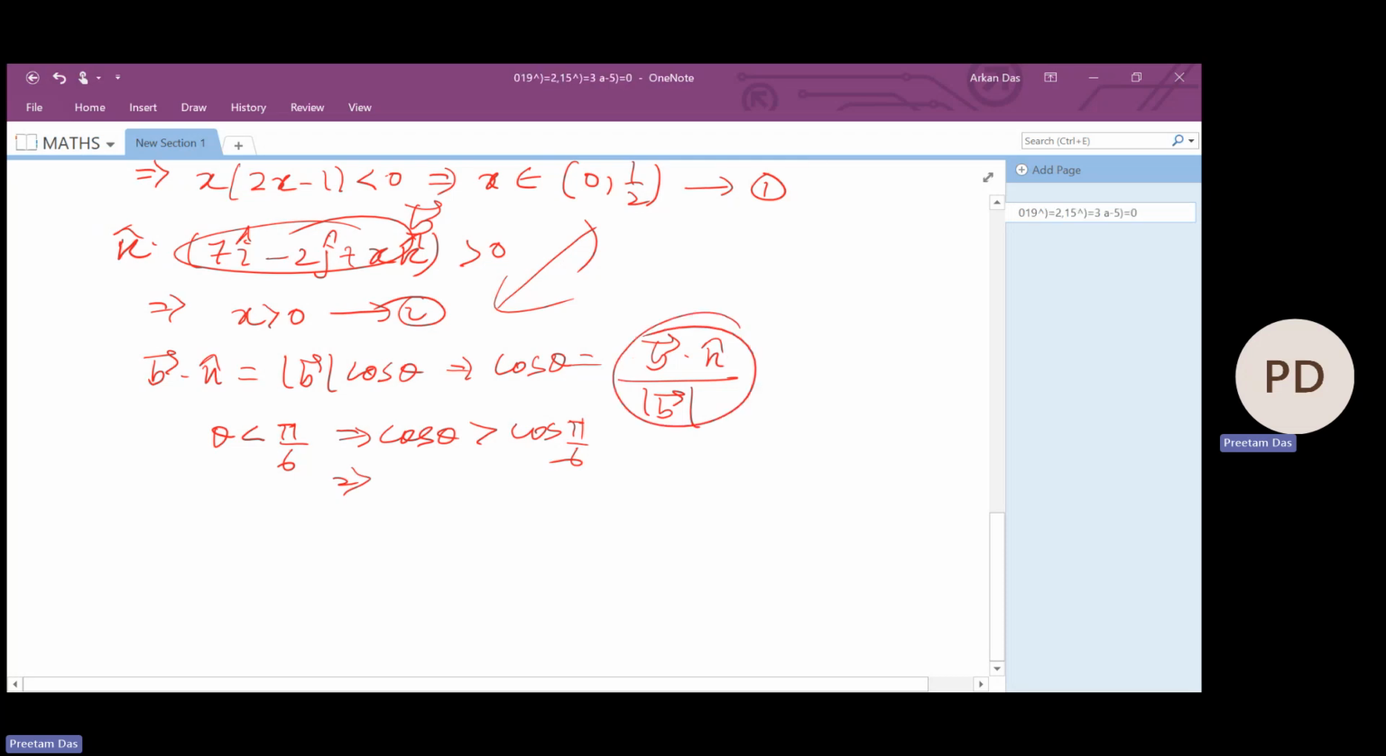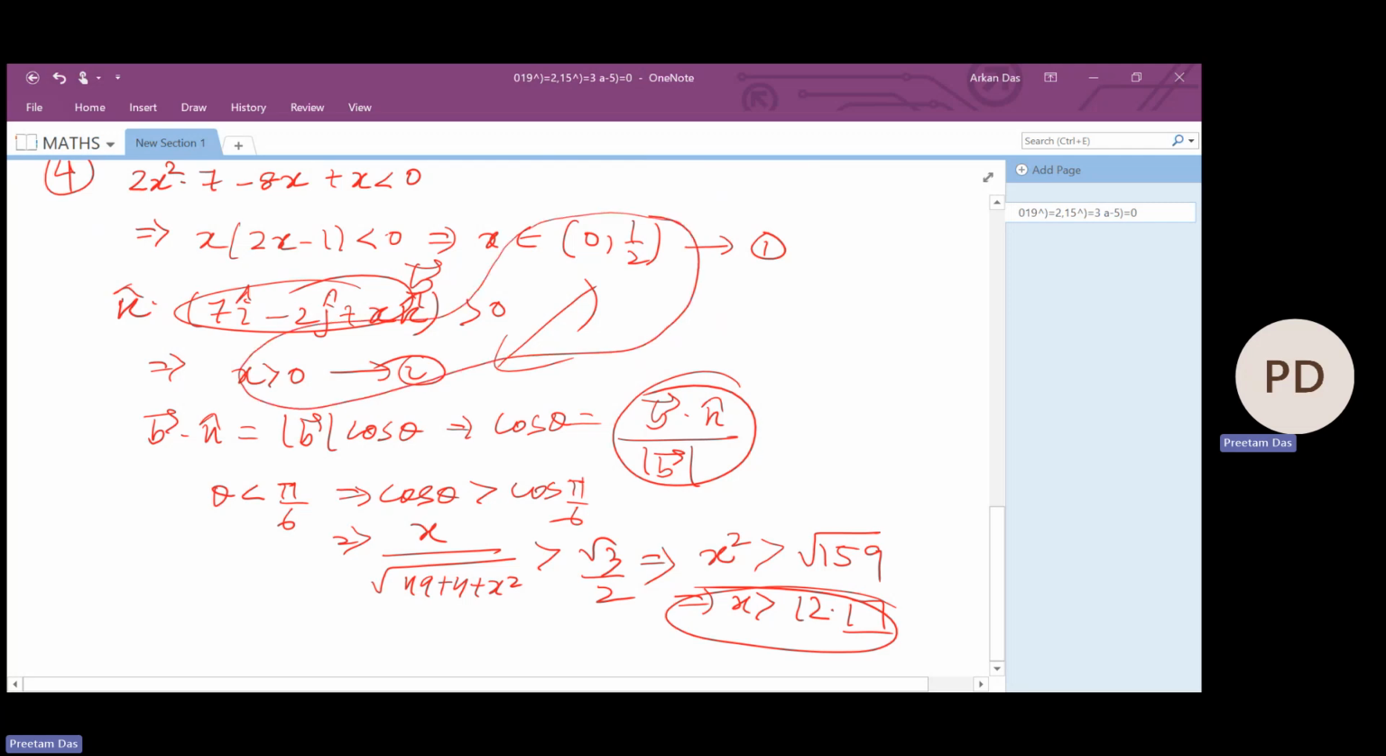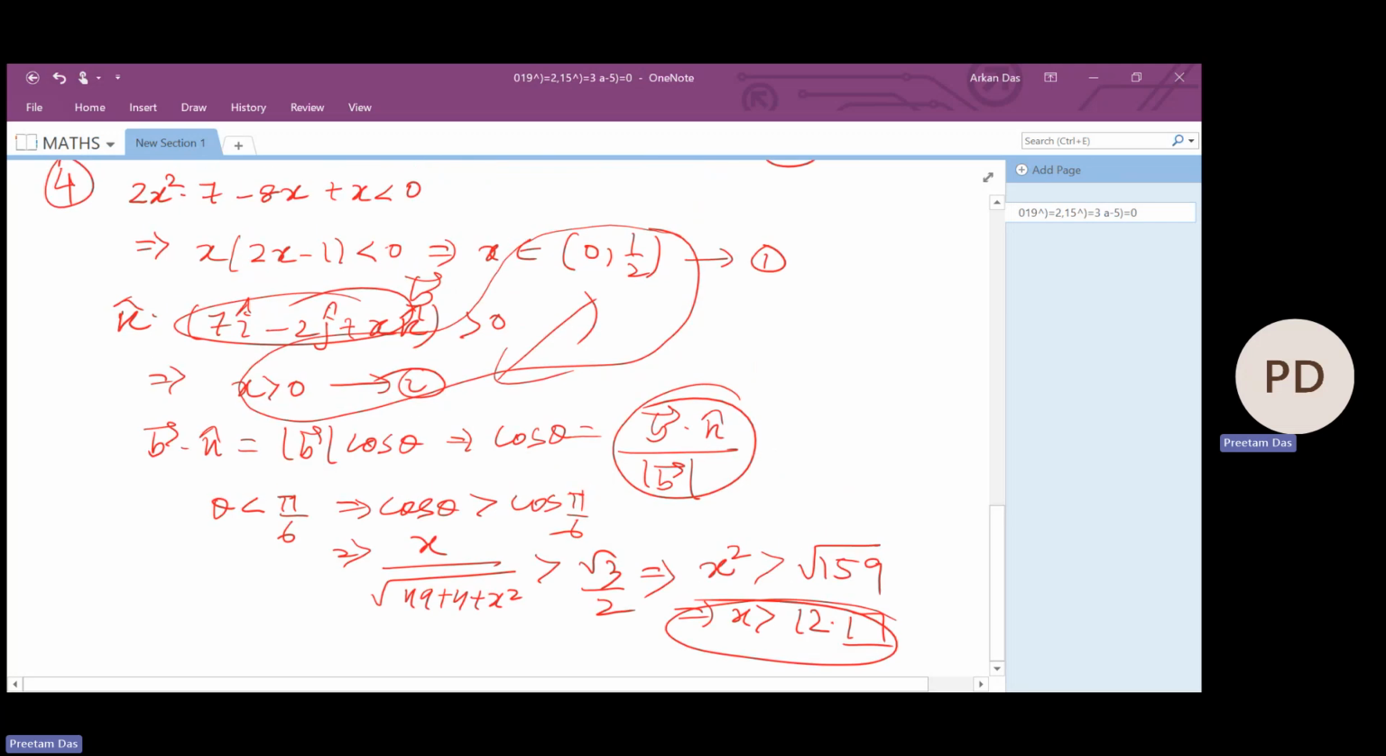So what will be cos theta now? This, and what will be this vector? If you calculate, it will be x by mod of b. So 49 plus 4 plus x square is greater than root 3 by 2. Now again, this equation you have to solve. If you solve this equation, it will simplify to x square greater than square root of 159. Now that is approximately x will be greater than 12 point something around. So this equation tells me that x is greater than 12, and these two combined tell me that x is between 0 to half. So not possible to satisfy both the equations.